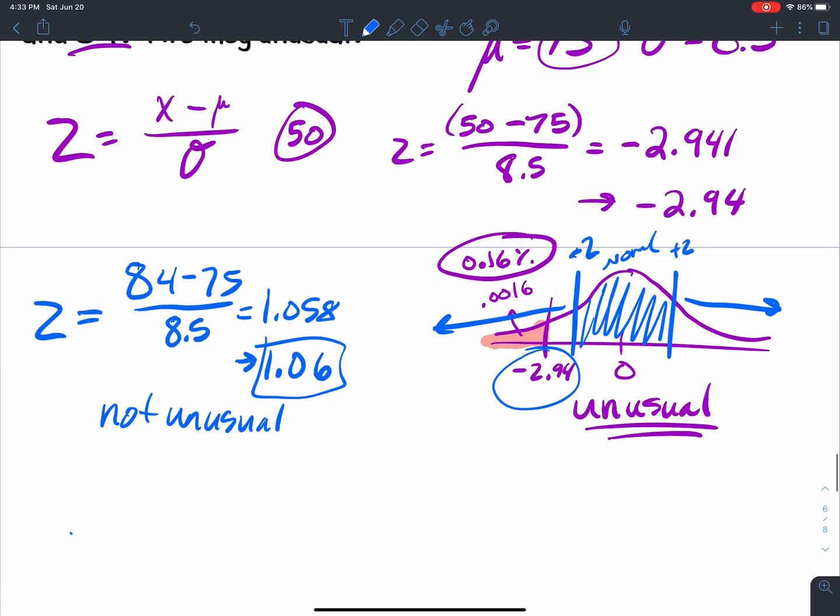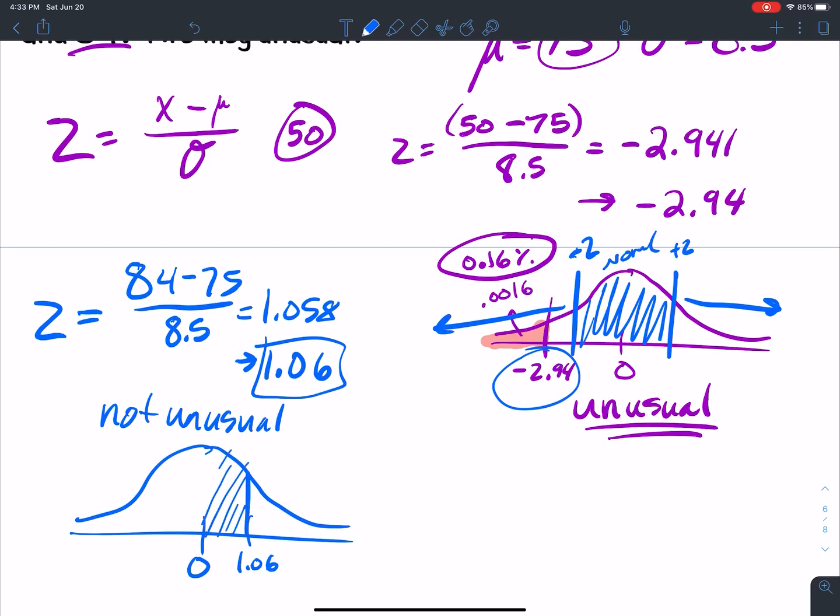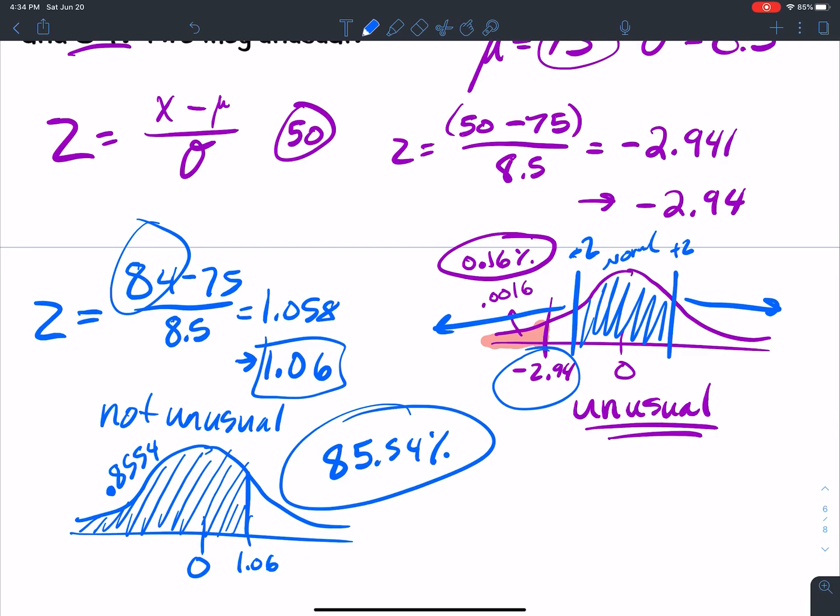If I looked at a percentile, I graph this, 0 in the middle, 1.06 here. What percentile is this? Well, if you score in this range, you go look up 1.06 in your z-chart, 0.8554. So that means that you scored higher. So say you make an 84 on the test, you scored higher than 85.54% of the class. Okay, so this is the 86th percentile. Not too bad.